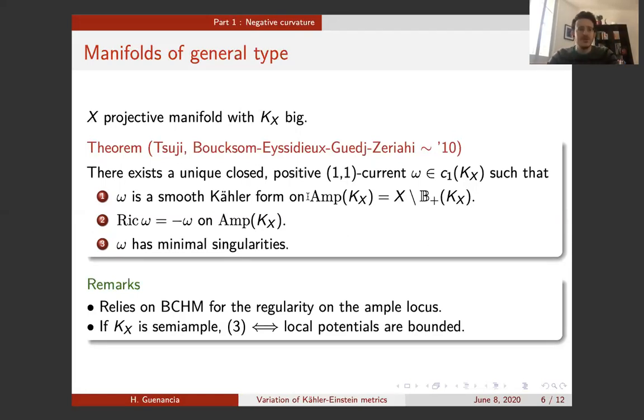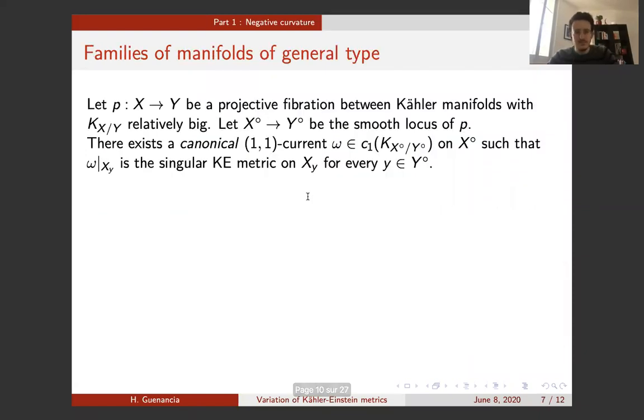Okay, so now I'm going to do the same thing as I did. I'm going to look at these objects in family, right? The same thing I did with the usual negatively curved Kähler-Einstein metric or canonically polarized manifold, I'm going to do the same thing for manifolds of general type. Okay, so same setting. This time slightly different. I don't necessarily want to assume that all of my fibers are smooth.